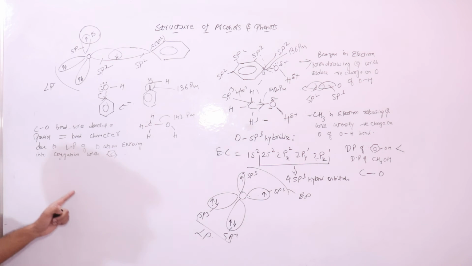Right? I hope this is clear. Now, there is one more thing regarding the acidity of your alcohols and phenols. We know that phenols are more acidic than alcohols. If you look at the structure, why are phenols more acidic than alcohols?